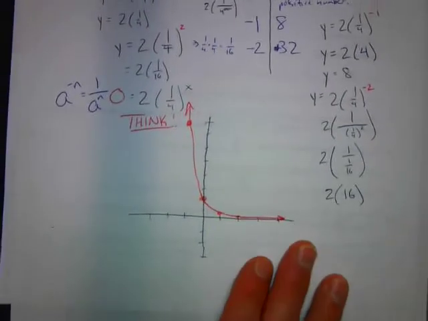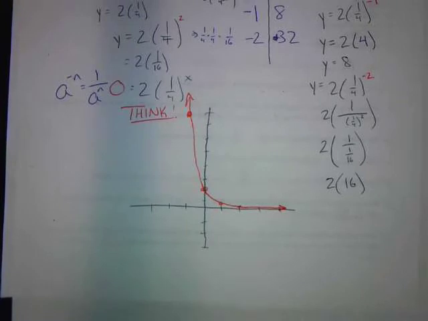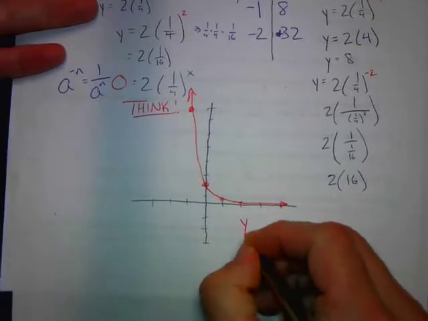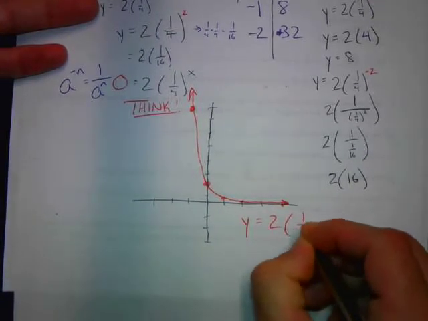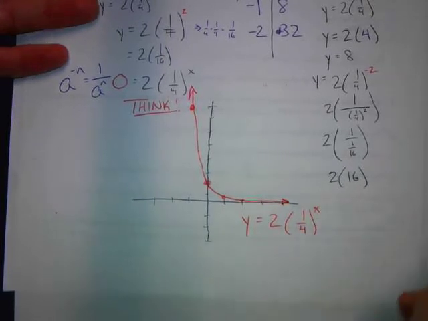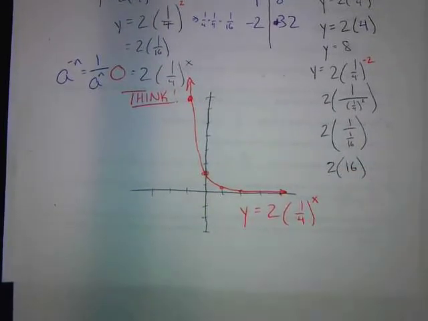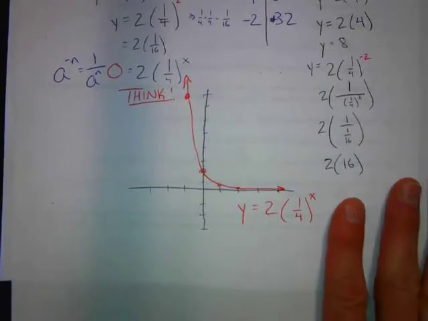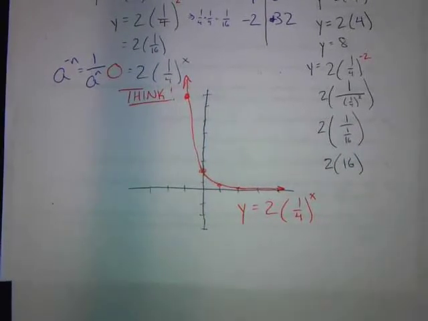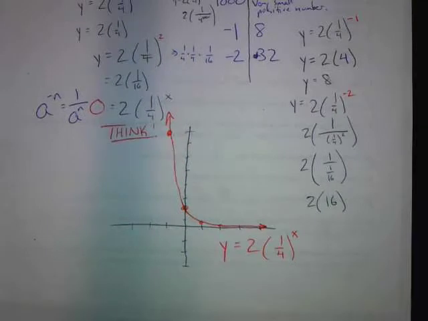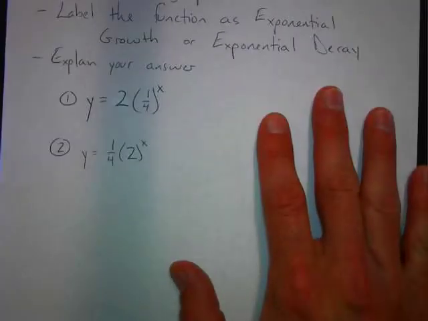So the question then is, here's our equation: y equals 2 times 1/4 to the x power. Is this exponential growth or is this exponential decay? Let's hold on to that question right now. We're going to come back to it because I don't understand how to read that yet. In the meantime, let's graph number 2.